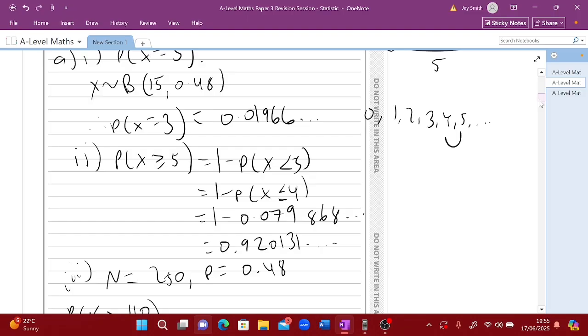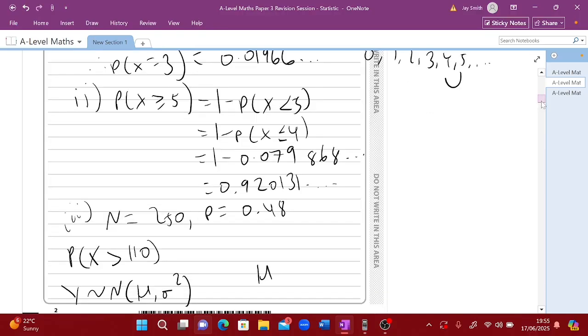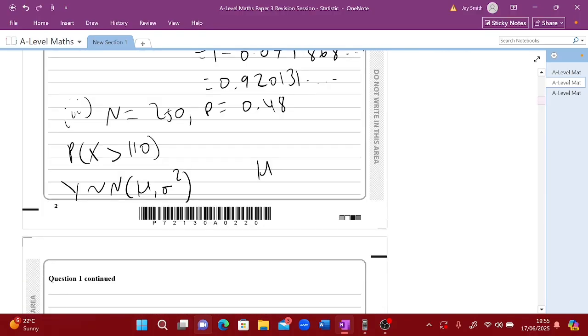Okay. So the mean, then, as we saw in the formula book, it goes to NP. Now N is 250 and P is 0.48. So then that's going to be 250 times 0.48, 120. Okay, so that's your mu.